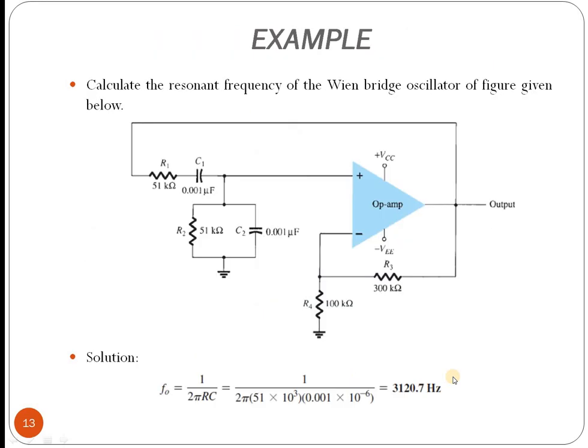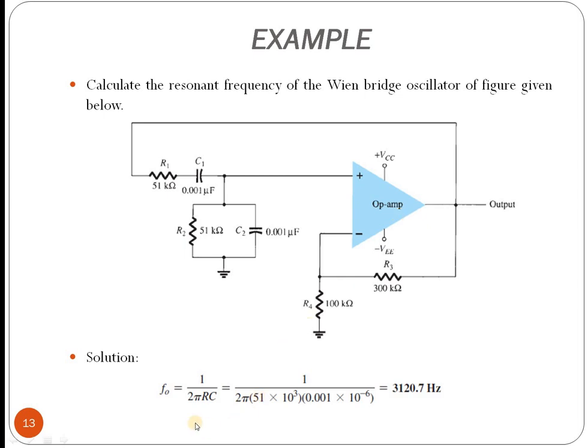An example question is given: calculate the resonant frequency of the Wien bridge oscillator of the figure given below. The circuit is given, and this is the Wien bridge network. In the left portion you have the bridge network, and in the right portion the op-amp with all the data. That means the resistor values are given.